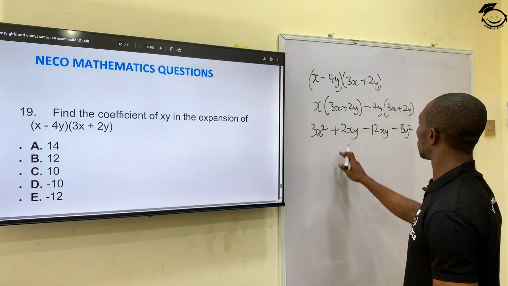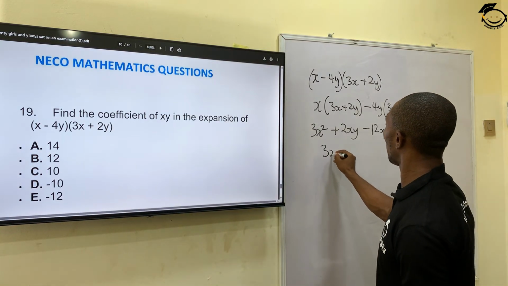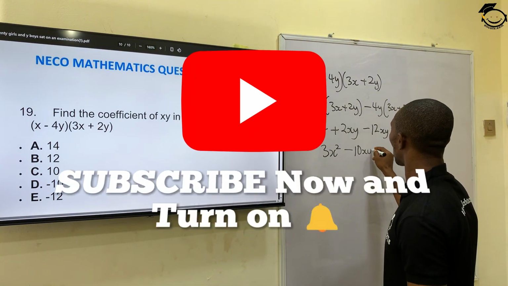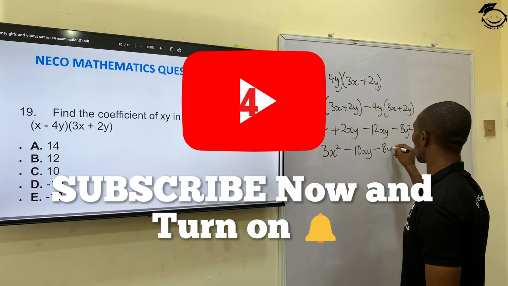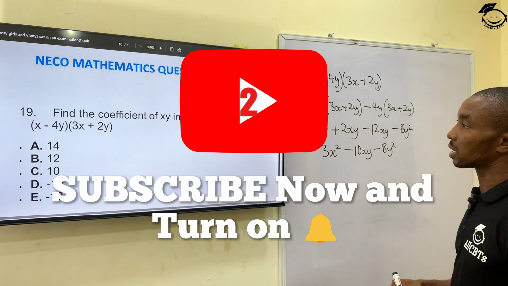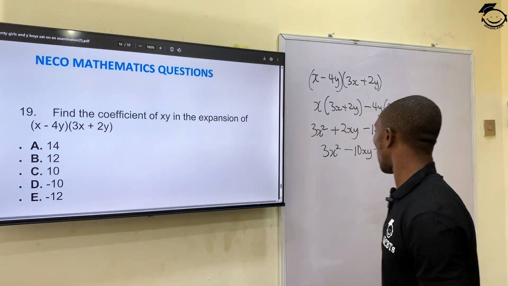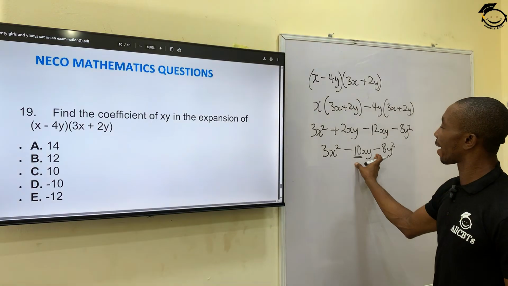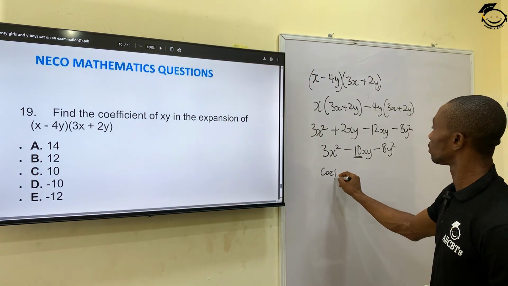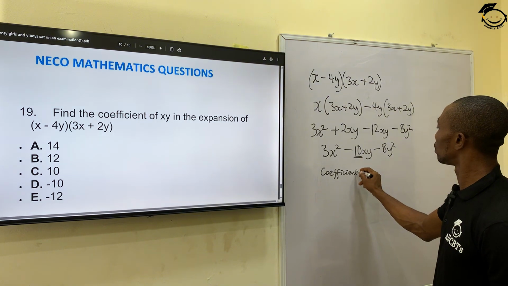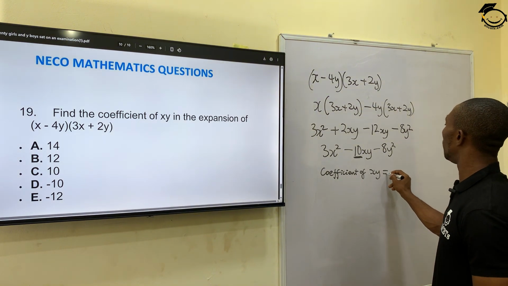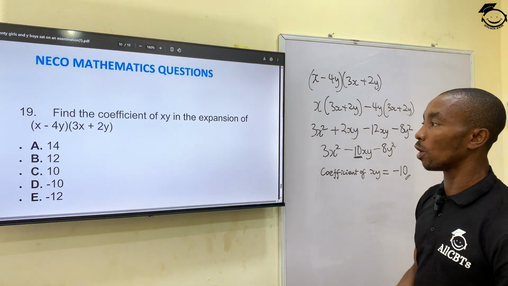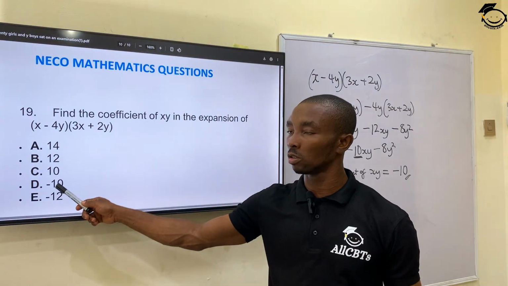Now, bringing this together, this will become 3x squared minus 10xy minus 8y squared. So now our question says the coefficient of xy. Since we're looking for the coefficient of xy, what number do we have with xy? So our coefficient of xy will be equal to minus 10. So minus 10 is our coefficient of xy, which is option D.